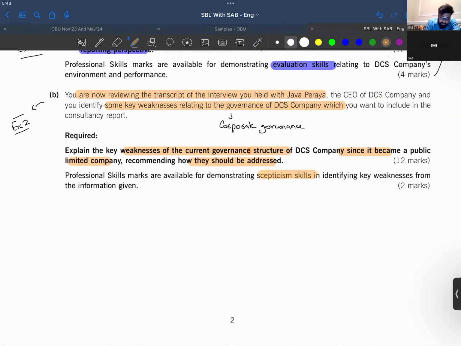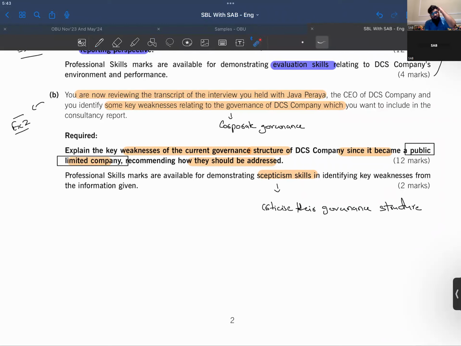And skepticism skills. Now they want you to criticize their governance structure. There might be some problem in their governance structure because now it's a public limited company, and since it's a public limited company, it has public dealing, the public being its major stakeholder. So you need to be focusing more on the governance, right?